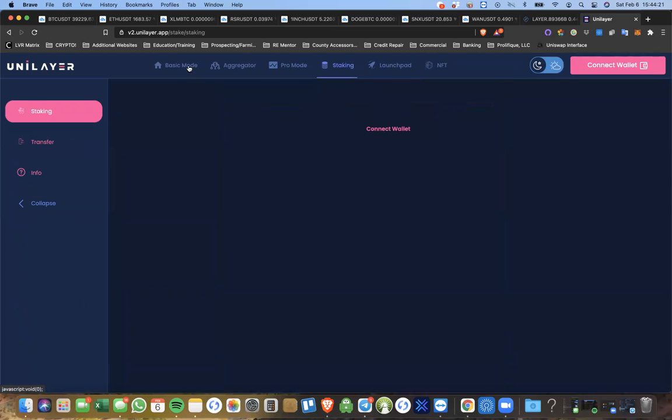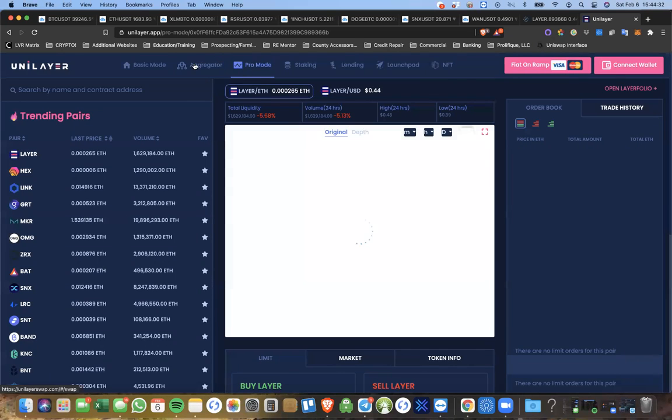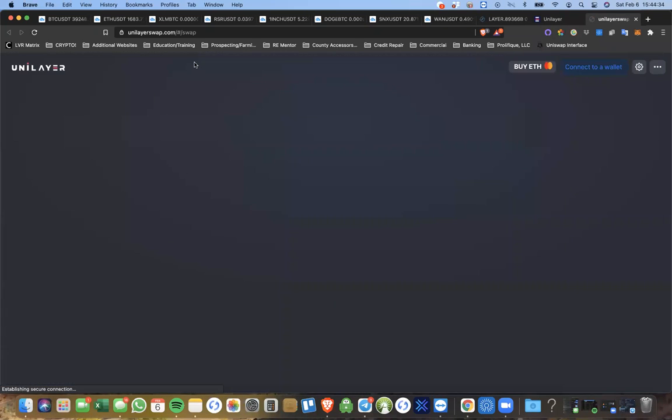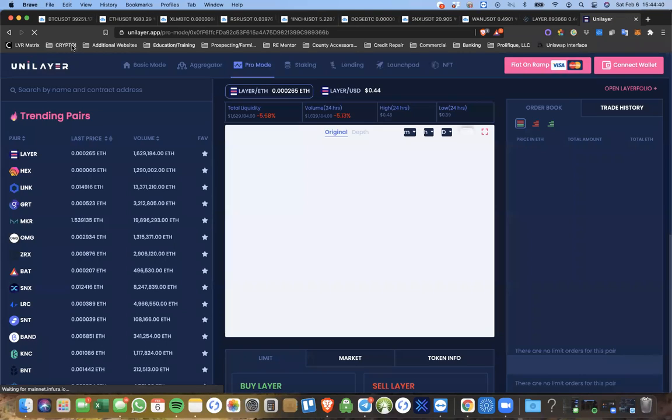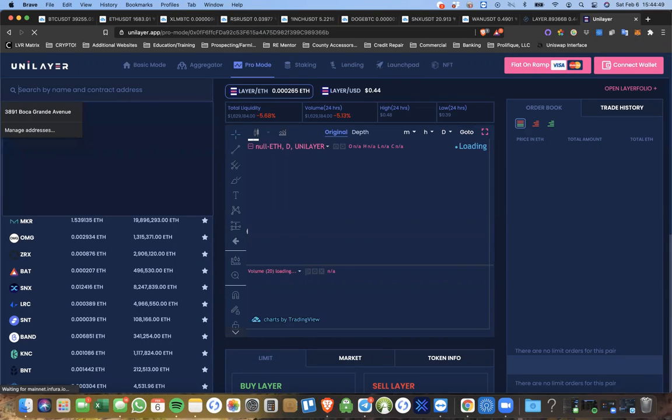Oh, it's asking me to connect wallet. Let's just go to this mode. So as you guys can see, it's Uniswap, right? So it runs off of Uniswap. It's not anything different. But what it does is it is just an overlay, so it doesn't recreate the wheel. It just tries to improve it. Maybe put a new hubcap on it. So let's say we want to buy some snow.